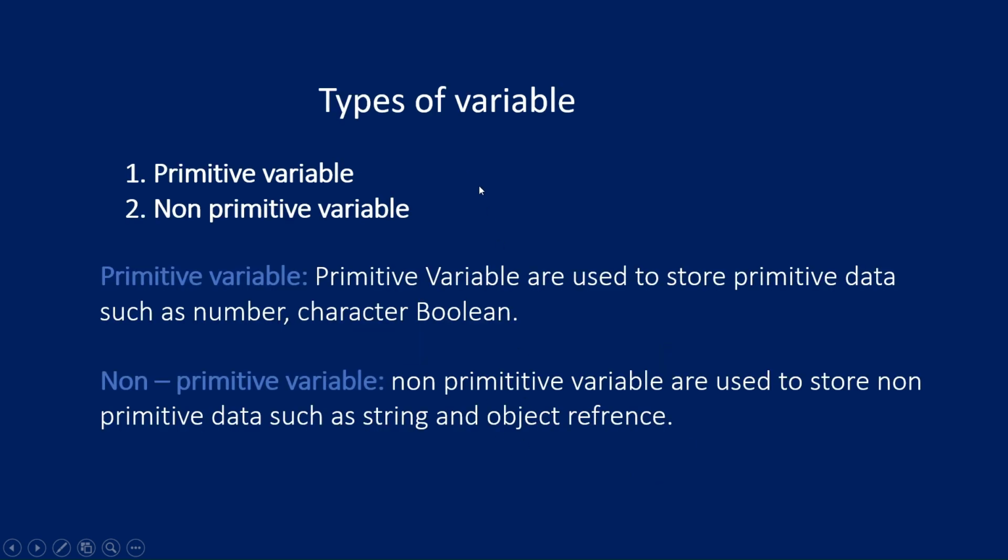After this, we have the types of variables in Java: primitive variables and non-primitive variables. Primitive variables are used to store primitive types of data, such as numbers, characters, and boolean. And non-primitive variables are used to store non-primitive data, such as a string and object reference.